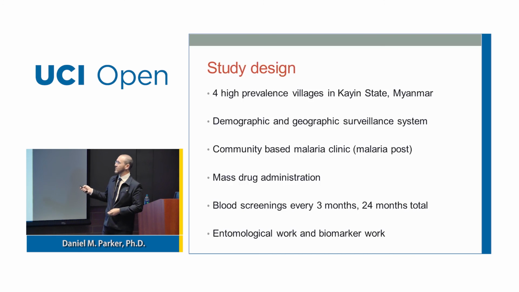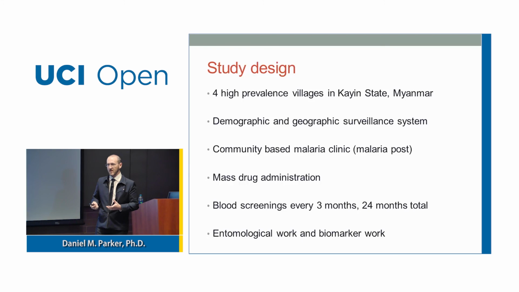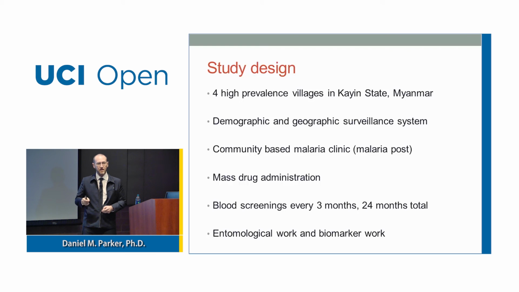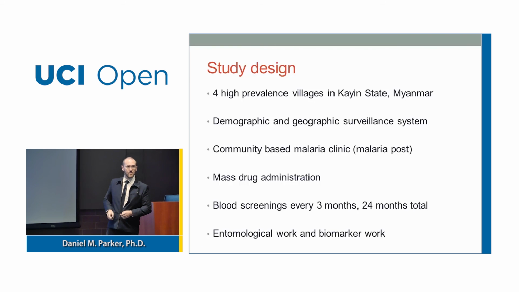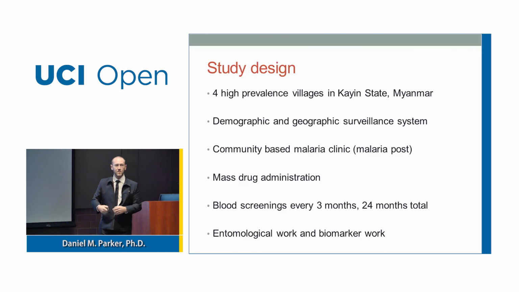We set up a demographic and geographic surveillance system, which means that every individual in the community that participated, which is the vast majority of them, wound up with a unique identification code. Each household in the village wound up with a unique identification code, and then we took GPS coordinates of every household. And individuals can then be tied back to the household, and if you have cases, you can map them to the household. We also set up a community-based malaria clinic. We call these malaria posts. I'll talk in more detail about it, but it's a very simple place that people can come get free early diagnosis and treatment within their community.